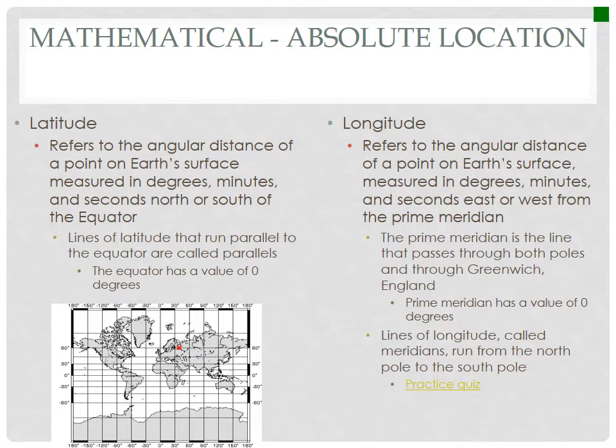Latitude lines measure the distance from the equator north and south, but they run east and west. Longitude lines refer to the distance of the Earth's surface, and they are measured east and west from the prime meridian, but they go north and south. That's how they actually run. So longitude runs north and south, but they measure the distance east and west of the prime meridian. And latitude lines go east and west, but they measure the distance north and south of the equator. There's a practice quiz down below if you want to try it.